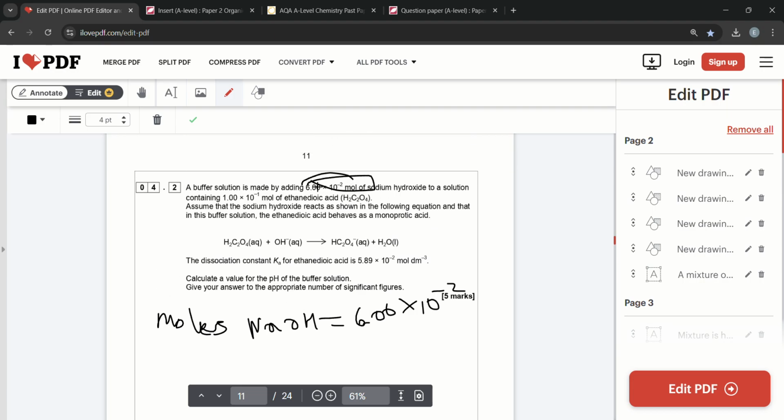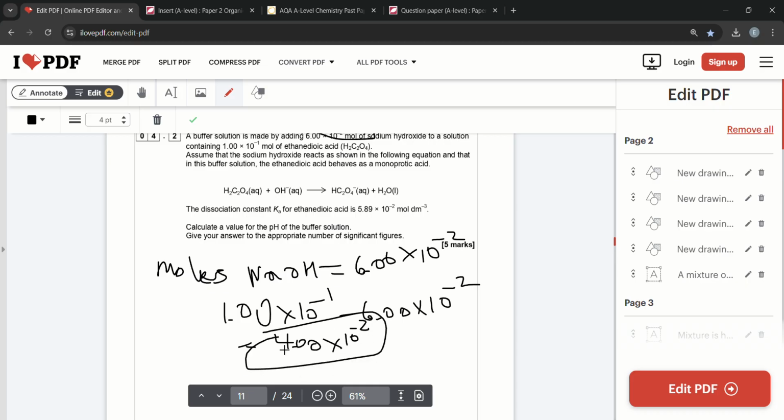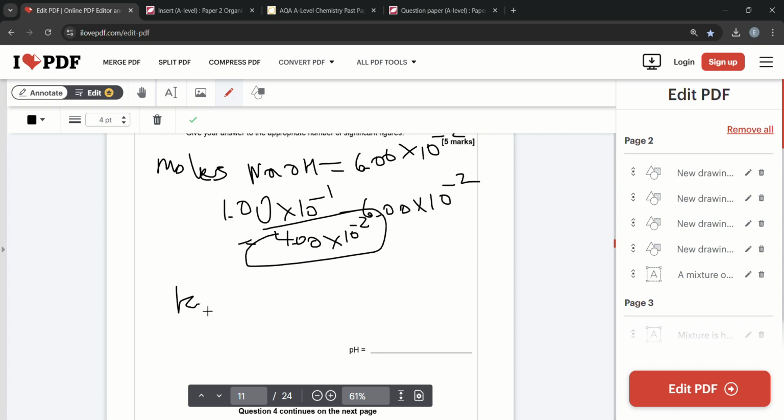Which is already given to us in the question. Let's read it. To find out the moles of ethanedioic acid remaining, we have to do 1.00 times 10 to the power minus 1 minus 6.00 times 10 to the power minus 2. Once you've done that, the rest of it becomes dramatically easier, because we're given the acid dissociation constant.